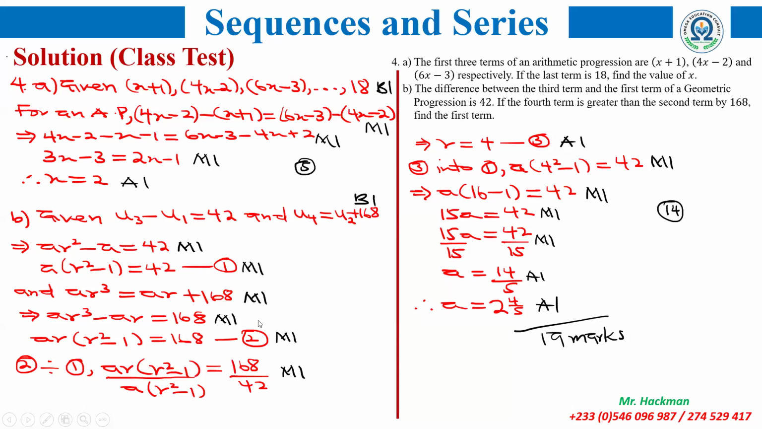You substitute your R into any of the 2 equations, but preferably equation 1, because it involves smaller values. You solve, then you get your A to be equal to 14 on 5, but you cannot conclude with an improper fraction. You change it to the corresponding mixed number. All correct.